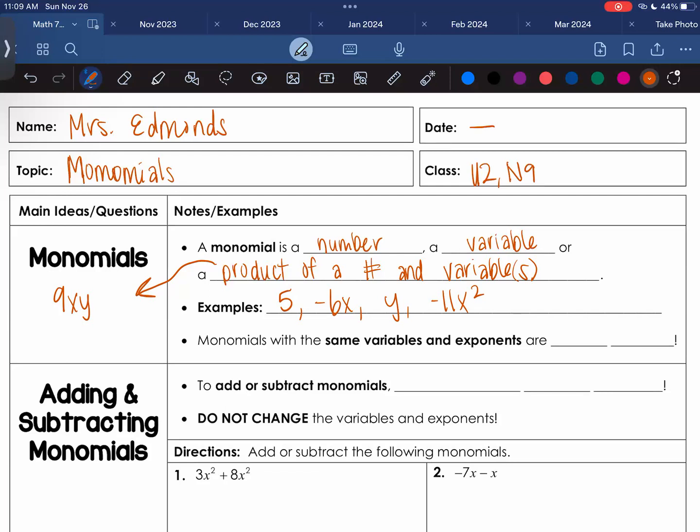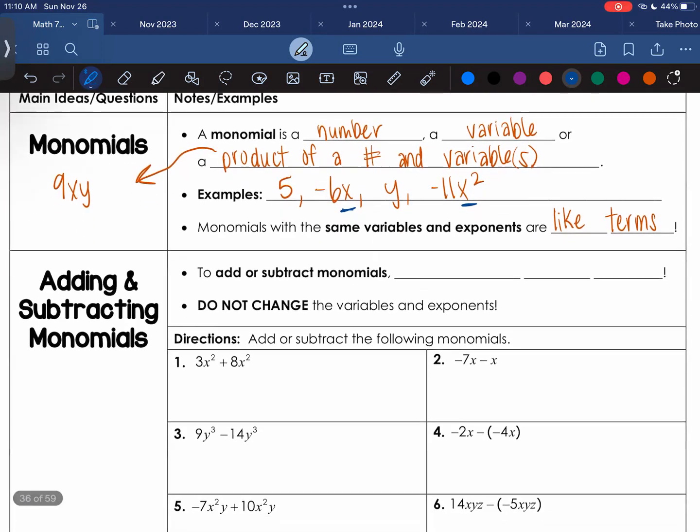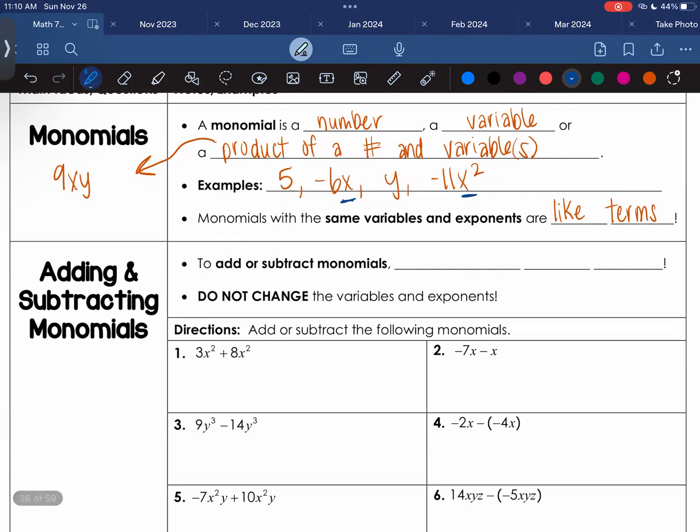So now monomials with the same variables and same exponents, those are called like terms, which we already know. So in my examples above, I don't have any like terms because yes, these both have an x, but this is x squared and that is not x squared. So they are not like terms. Right, so to add or subtract monomials, all you have to do is combine like terms. Super simple since we've been doing it already.